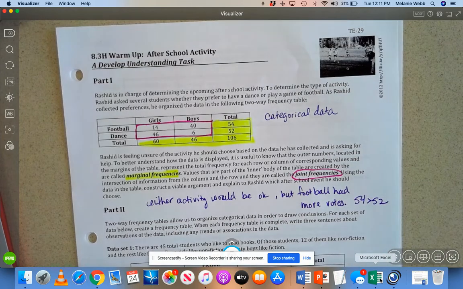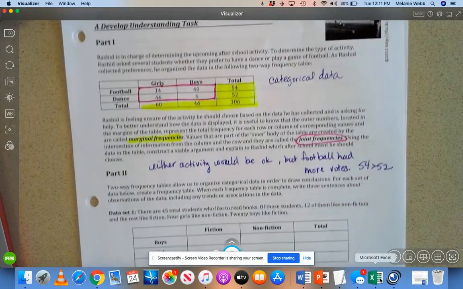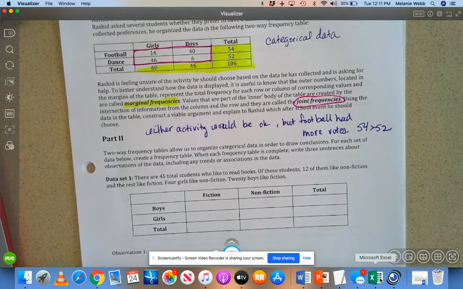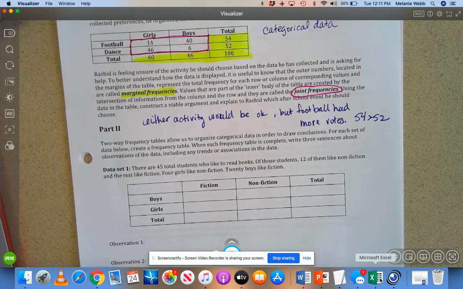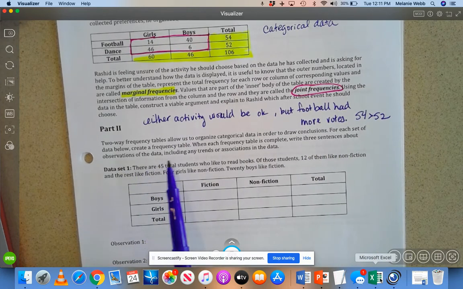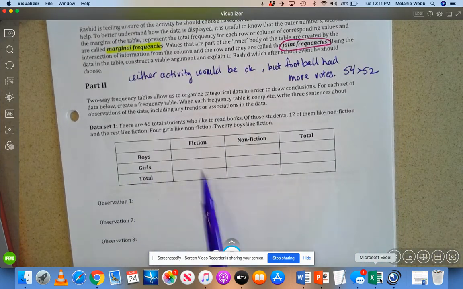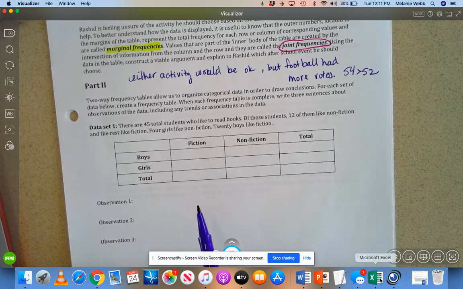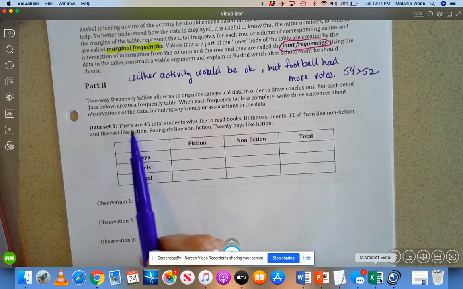Okay, so what we're going to do is practice making a two-way frequency table. So part 2, two-way frequency tables allow us to organize categorical data in order to draw conclusions. For each set of data below, create a frequency table, and when each frequency table is complete, write 3 sentences about observations of the data, including any trends or association in the data. So we're just going to organize this information. They're going to give us pieces of information that we know and then pieces that we have to deduce from that information. So it says there are 45 total students who like to read books.